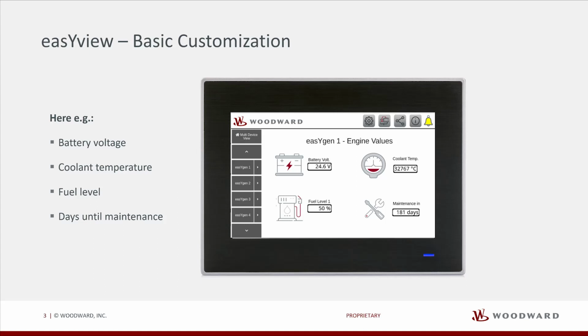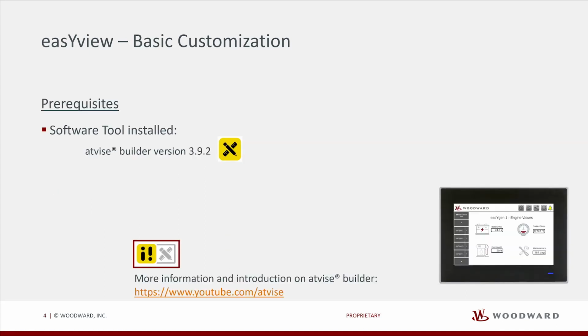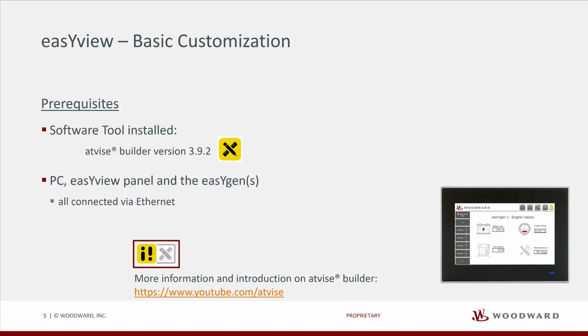Here for example to show battery voltage, coolant temperature, fuel level, and days until maintenance. Also, we will add a push button to the EasyGen home display that leads to the engine display. What we need to do the modifications is Advice Builder installed on your PC. The EasYview panel, the EasyGen and PC, all devices must be connected via Ethernet.